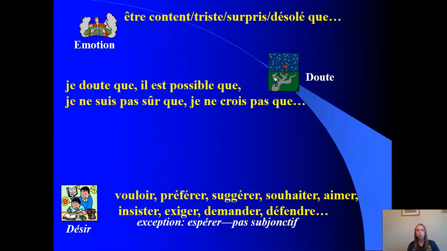Expression de doute. So this is for uncertainty and doubt. Je doute que, of course. Il est possible que. Je ne suis pas sûr que. Je ne crois pas que.